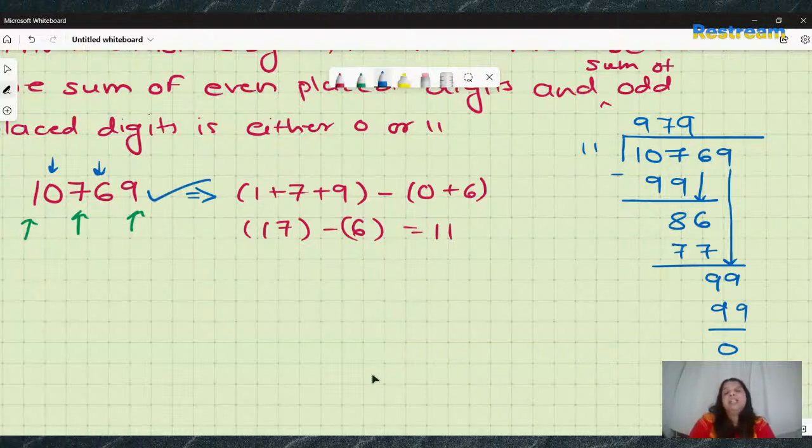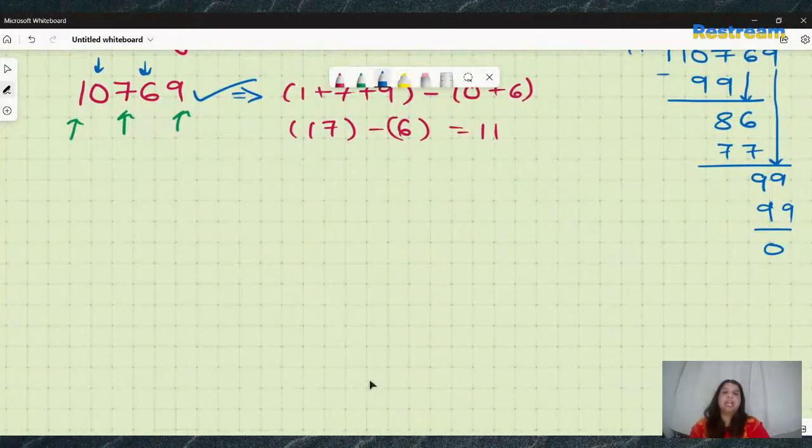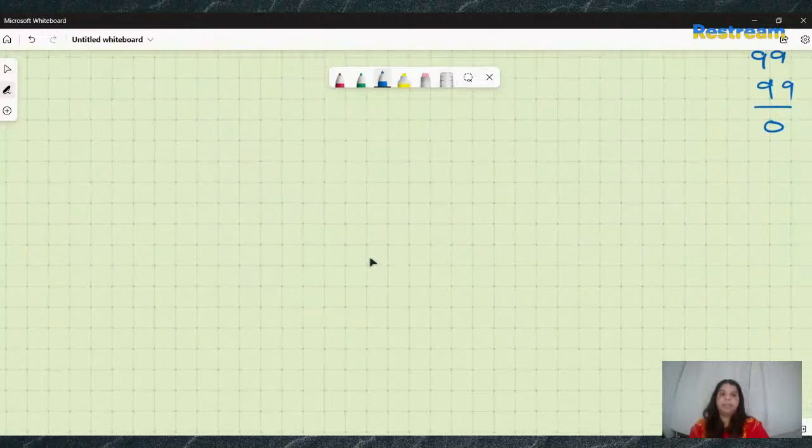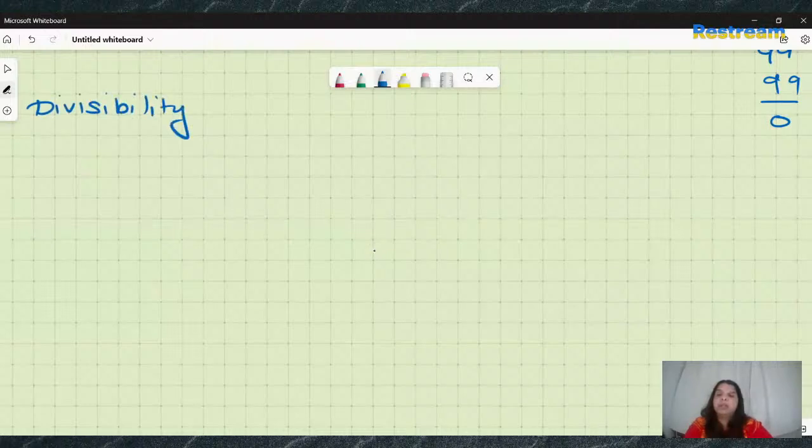I know this is slightly a difficult rule, but it is going to help you a lot when we do actual factorization and multiples. So now we are going to learn about the divisibility rule of 12.